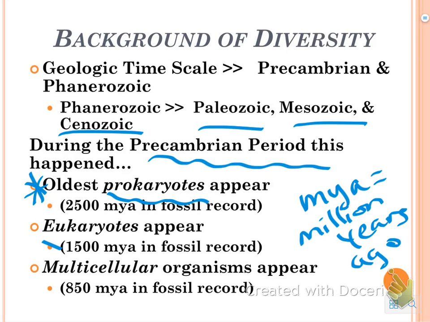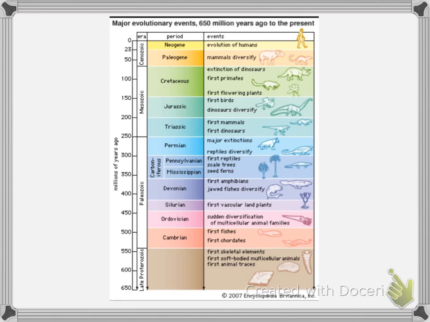Eukaryotes then appeared 1,500 million years ago. And multicellular organisms, so remember, multicellular organisms are eukaryotes, but these were probably unicellular. Multicellular, 850 million years ago in the fossil record. So let's look at this picture here that kind of shows it.